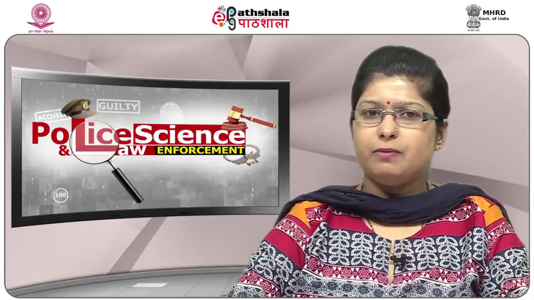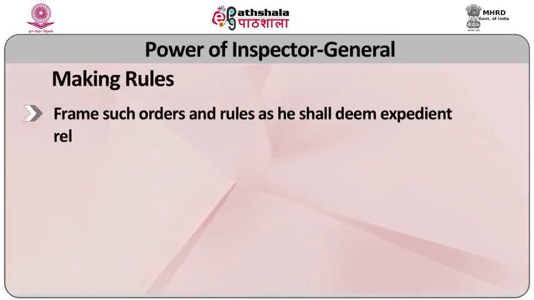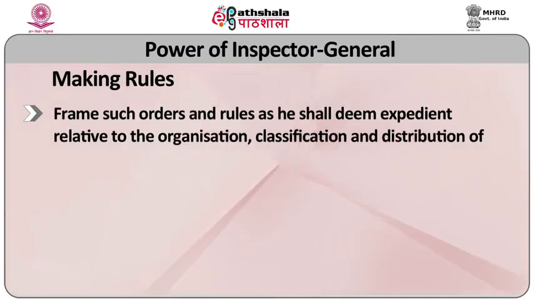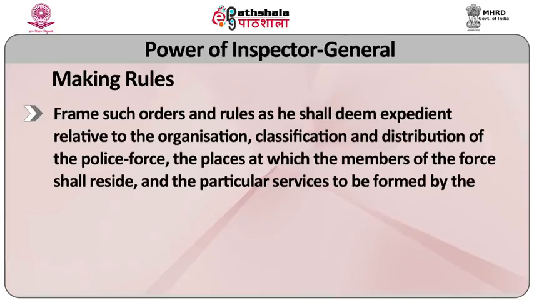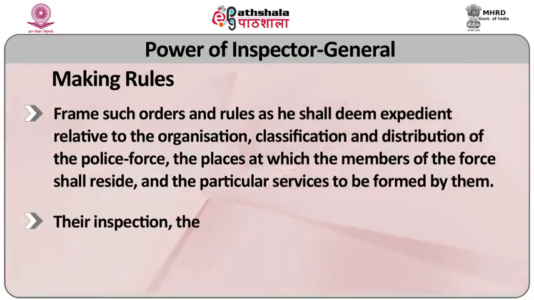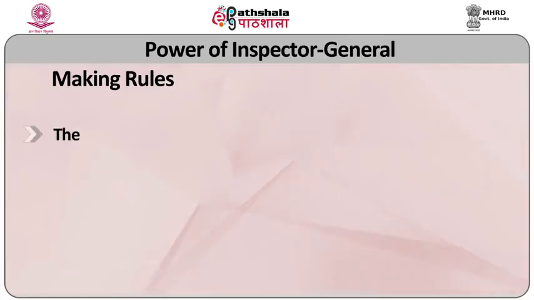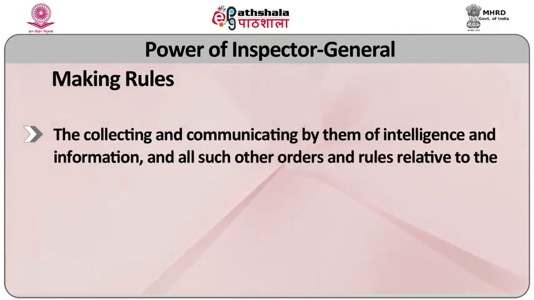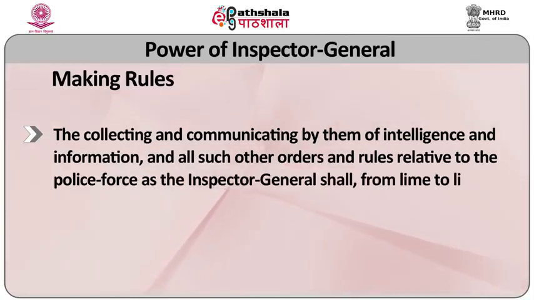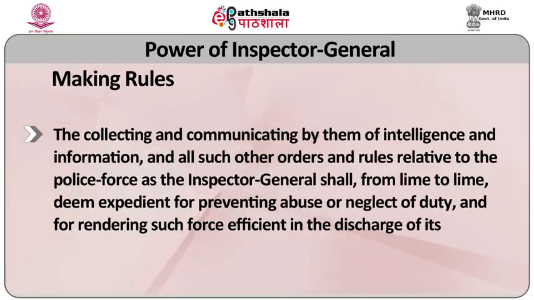The Inspector General of Police may from time to time, with the approval of the state government, frame such orders and rules as he shall deem expedient relative to the organization, classification and distribution of the police force, the places at which the members of the force shall reside, and the particular services to be formed by them, their inspection, the description of arms, accoutrements, and other necessities to be furnished to them, the collecting and communicating by them of intelligence and information, and all such other orders and rules relative to the police force as the Inspector General shall from time to time deem expedient for preventing abuse or neglect of duty, and for rendering such force efficient in the discharge of the duties.